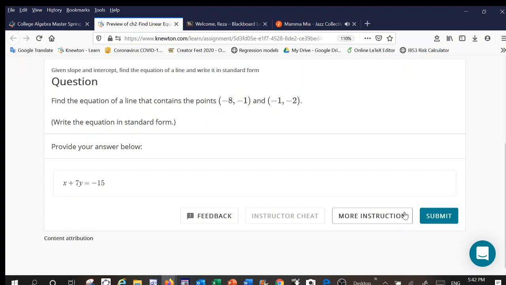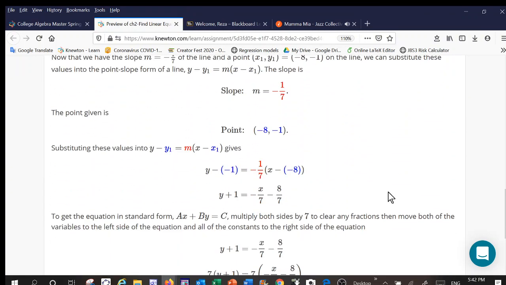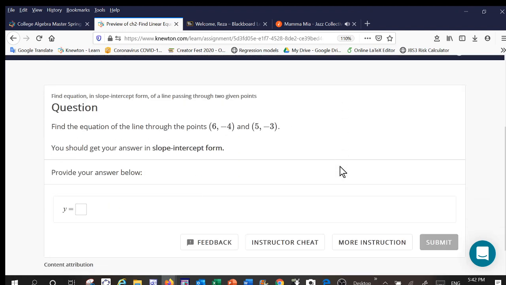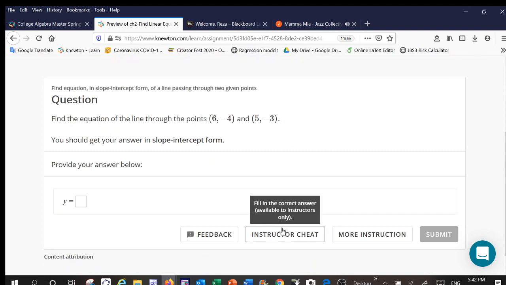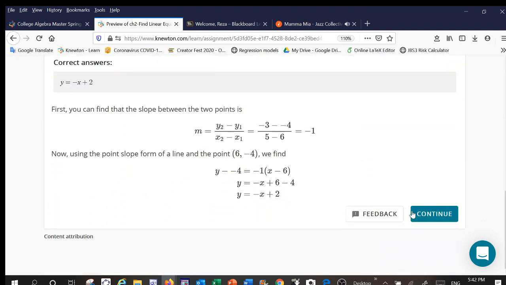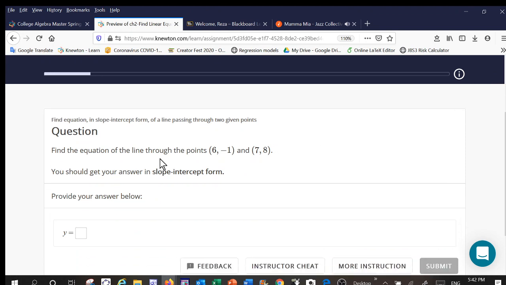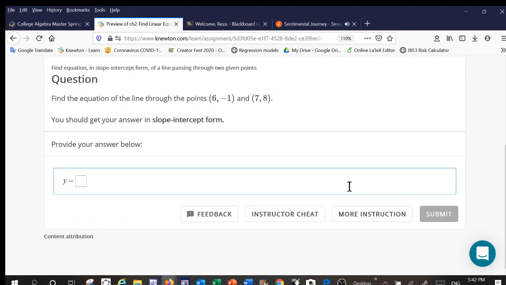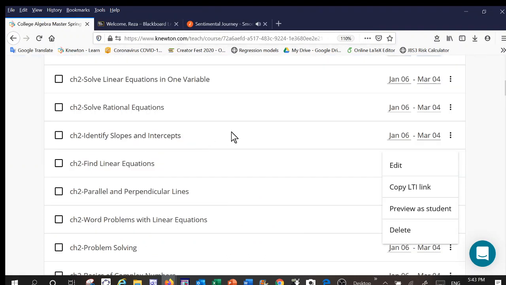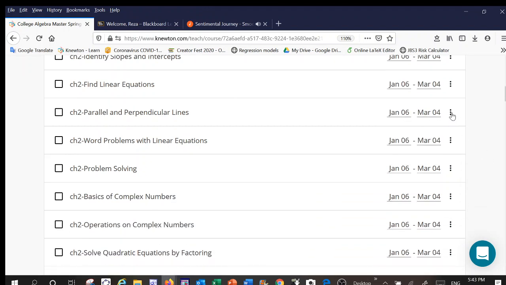All right. It's the same thing. You just have to write it in slope-intercept form. And let's see what else we have here. Find the equation of the line through the points. Well, these are all similar, so I'm just going to move on to the next section, which is parallel and perpendicular lines.